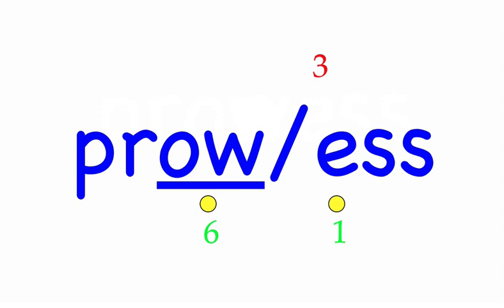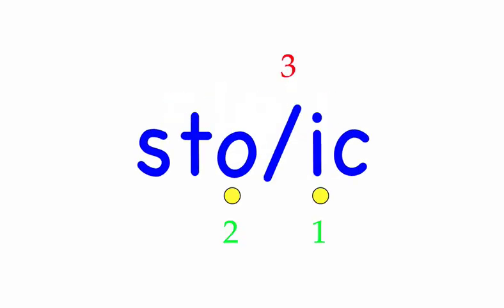Prowess. Stoic. The coach has a stoic face. Stoic. Sto has three sounds, s, t, o. Ick, two sounds. Stoic. Mark the word. Stoic. And our last word is podium.